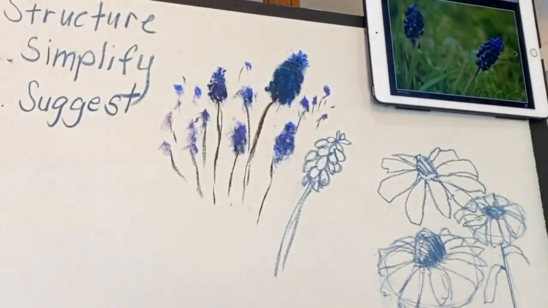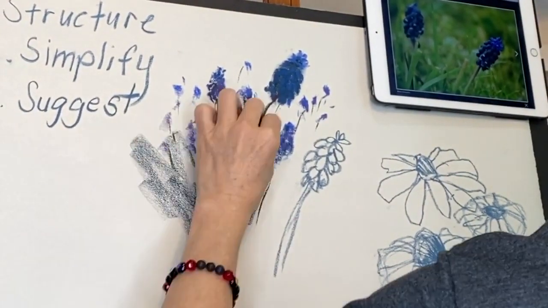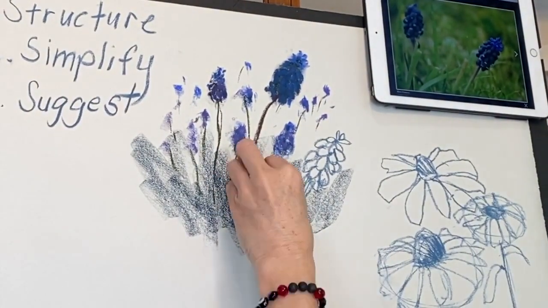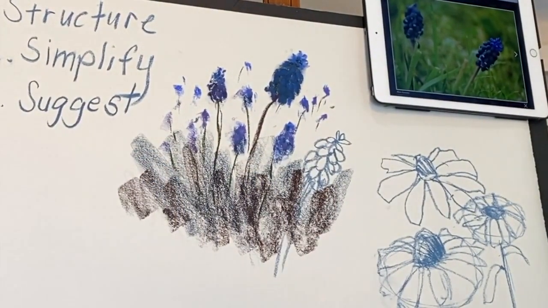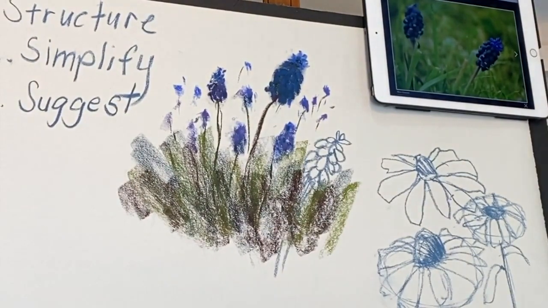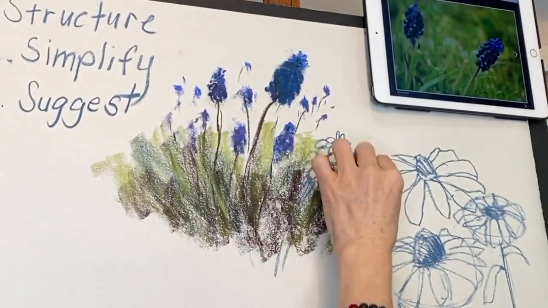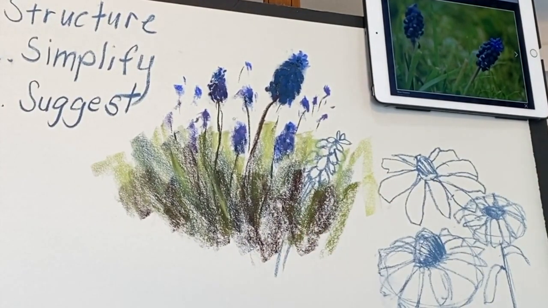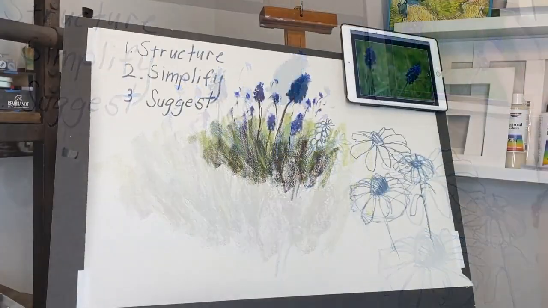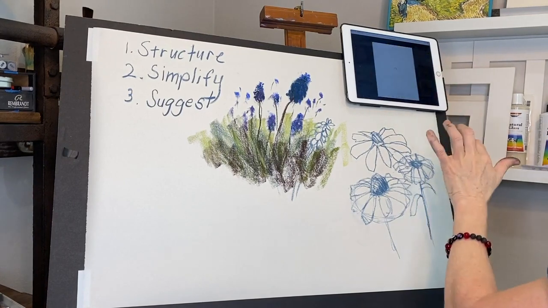So if you want the largest blue flower there, I lost layering ability. Again, I'm not even working on sanded paper here, so I'm kind of limited in what I can do. But you want to give the most detail on what your focal area is, and then you suggest even more for the areas that are not your focal point. All right, now let's do another one.